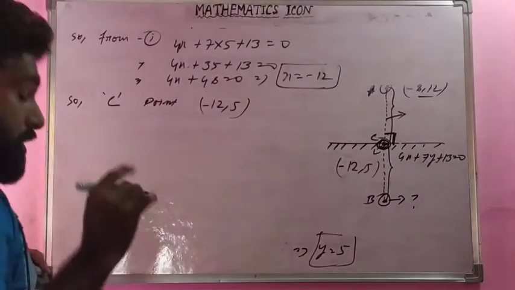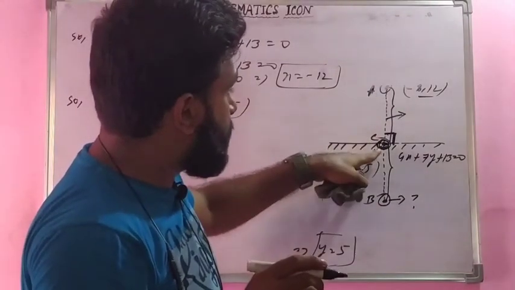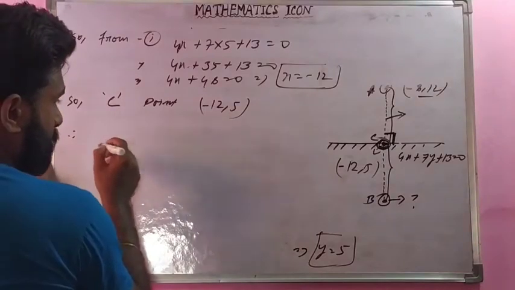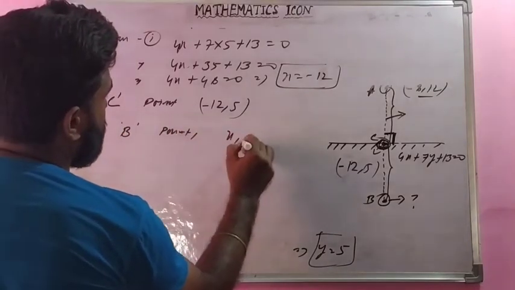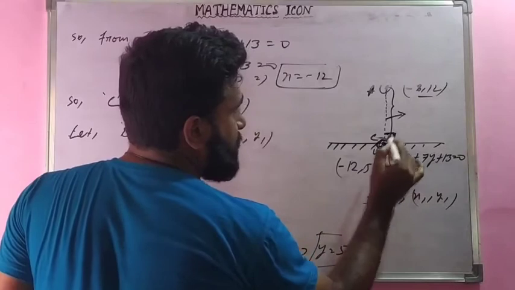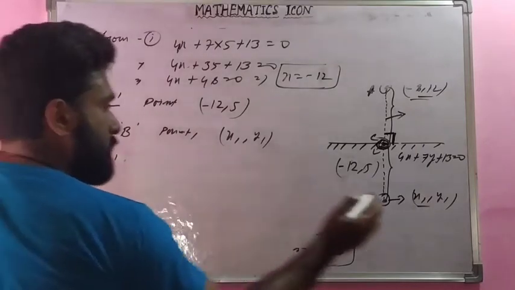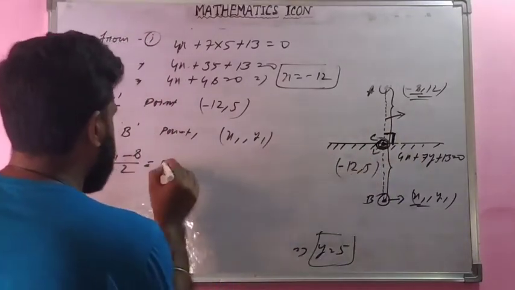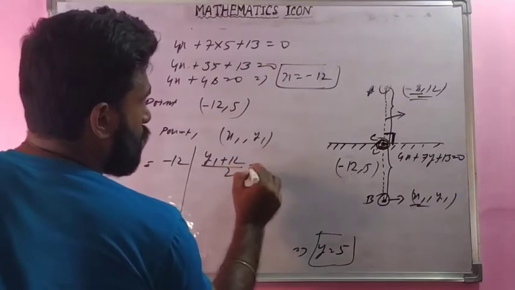Okay, and I think I had told you that this point, C point, is the middle point of these two. So let B point be x1, y1. Let us take this point as x1 comma y1. So this C point is the middle point of these two. Can I write this? x1 plus this point by 2 equals to this, because this is the middle point. Similarly, y1 plus 12 by 2 equals to 5.